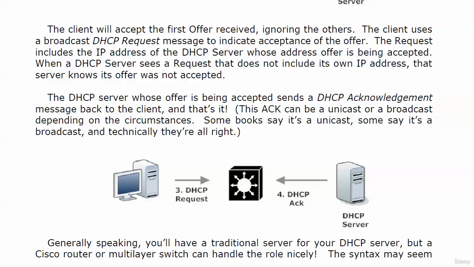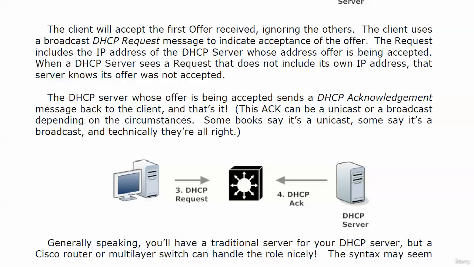Now, many of these offers are indeed offers that can be refused, because the client is really not picky about the DHCP offer it's going to accept. It accepts the first one it receives. Now, the client uses another broadcast message, a DHCP Request message, to indicate acceptance of that offer. The request includes the IP address of the DHCP server whose address offer is being accepted. Now, this is broadcast because you want the other DHCP servers to see it. And when a server sees a request that doesn't include its own IP address, it says, oh, okay, that offer I sent out was not accepted, so I'm withdrawing it, and I'll put that address back in the pool.